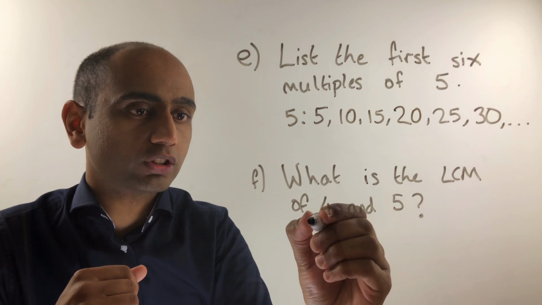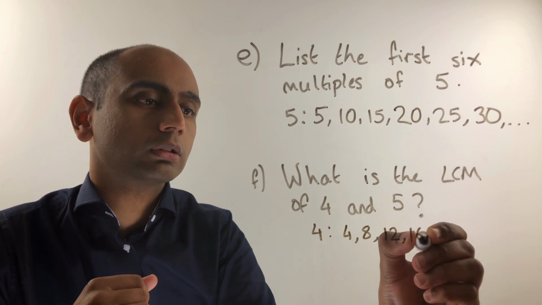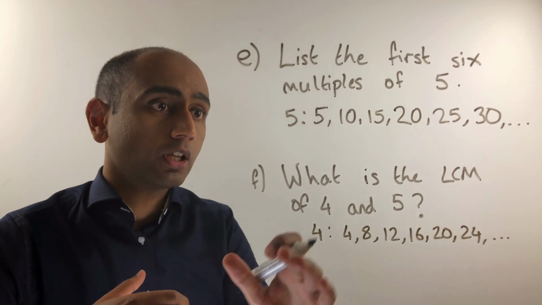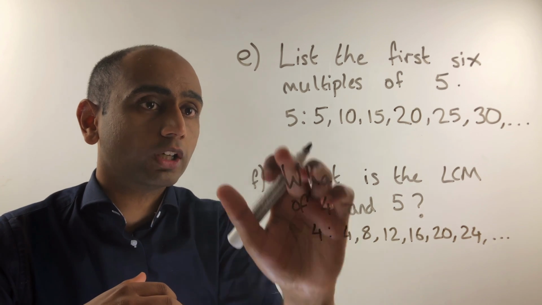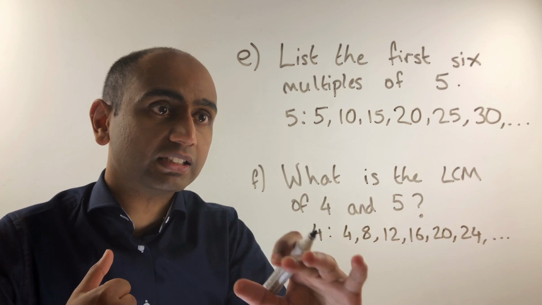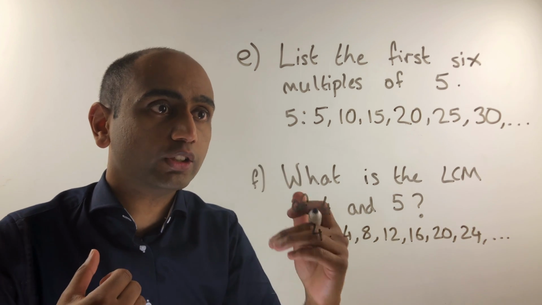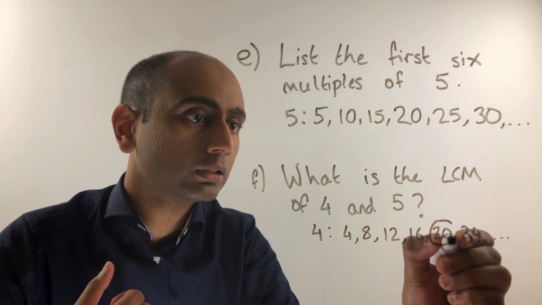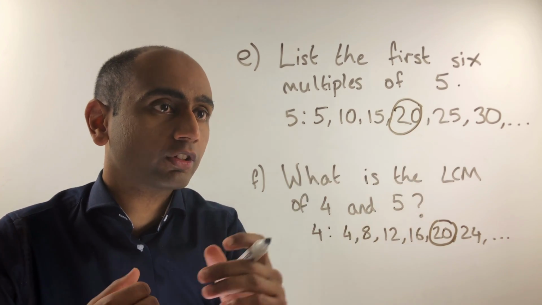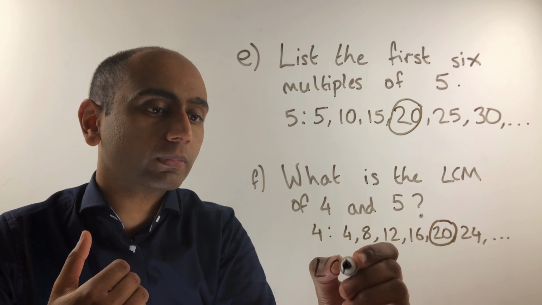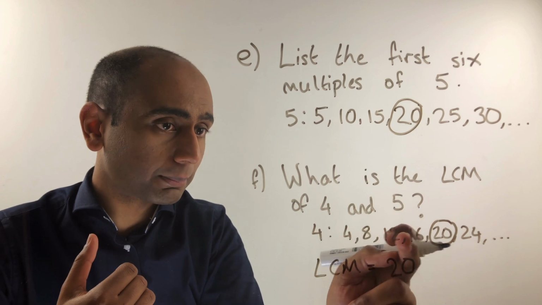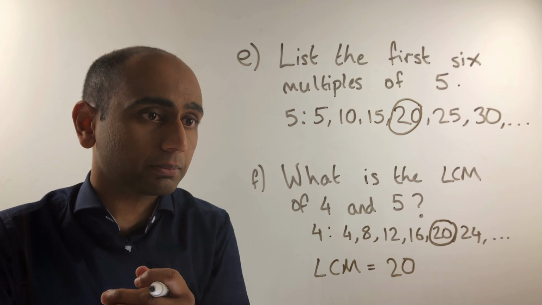So let's list out the 4 times table. Those are the first 6 numbers as we found earlier in the video. The lowest common multiple of 4 and 5 is going to be the smallest number that is in both of these lists. And hopefully you can see that that is 20. We've got 20, which is a multiple of 4 and a multiple of 5. So the lowest common multiple is 20. Just check there is nothing smaller that happens to be in both lists at the same time.